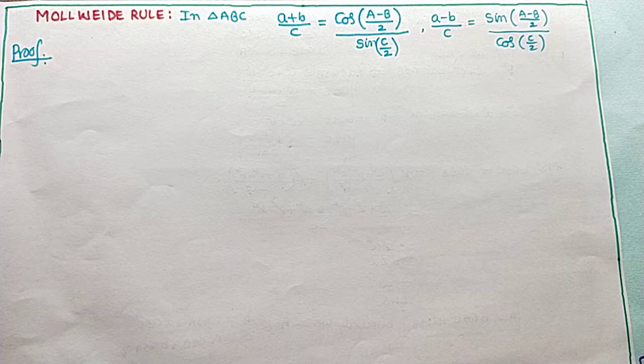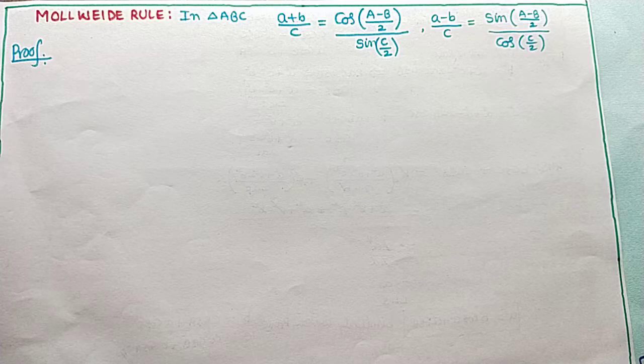In triangle ABC, (a plus b) by c equals cos of (A minus B) by 2 divided by sin C by 2. (a minus b) by c equals sin of (A minus B) by 2 divided by cos C by 2. Here, in triangle ABC, small a, small b, small c are the lengths of the sides of the triangle, and capital A, capital B, capital C are the angles of the triangle.